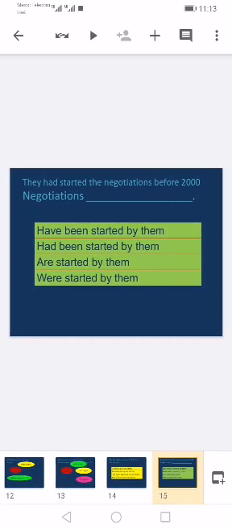In this one, they had started the negotiations before 2000. They had started the negotiations before 2000. And in this sentence, the tense is had started. So it is the past perfect. The past perfect, and the negotiations is the object. So negotiations have been started, had been started, are started, or were started. So number 2 is the correct one. Had been started by them. So when we have they, it becomes them.